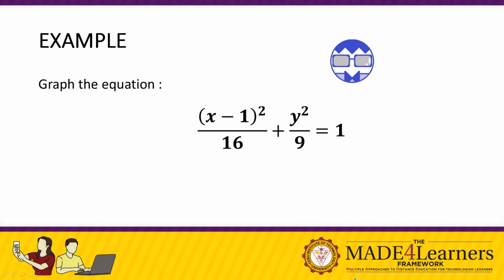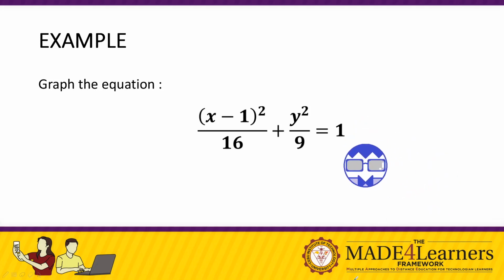Okay, so for example number 1, graph the equation quantity of x minus 1 squared over 16 plus y squared over 9 equals 1. By the way, maybe somebody will ask, why is it always 1? Is it always 1? It's because it's the standard form.